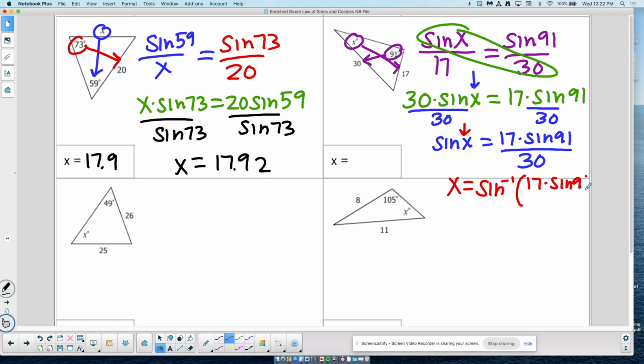Now we got to be really careful when we type this into our calculator. So let's walk through this one together. Okay, so remember you're going to be in the inverses, so you're going to probably have to shift or hit second. We're in the sine. So you should see sine -1 on your calculator. 17 times sine 91. Have to end that parentheses, you guys, after the 91. Otherwise, you're going to get the wrong answer. Divided by 30. End parentheses. That last end parentheses doesn't really matter so much, but you can put it there if it makes you feel better. And you should be getting like 34.5.